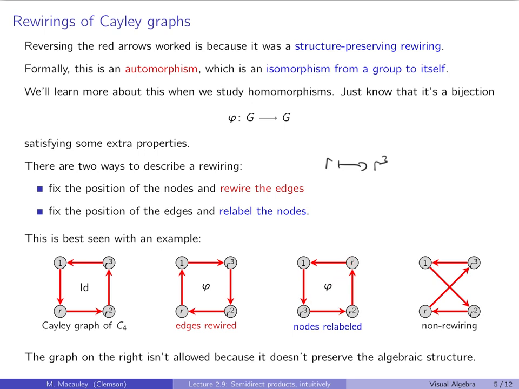Now there are other ways to rewire this diagram, but they don't preserve the algebraic structure. For example, if we fix the nodes but make these red arrows like this, then now one goes to R squared, but R squared goes to R. That doesn't preserve the algebraic structure, so it is not a valid automorphism. I also want to mention that sometimes we call these two things phi rewirings and phi relabelings, respectively.